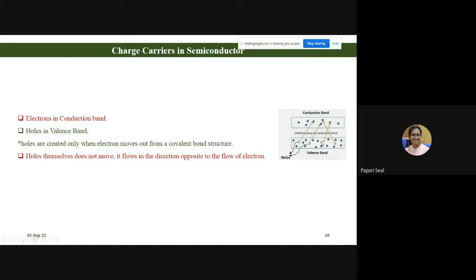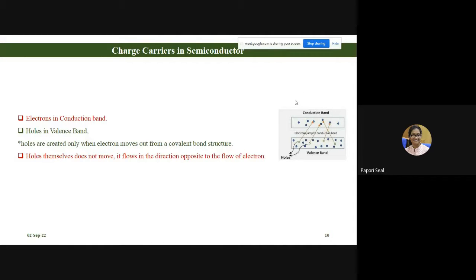Now mind it, why only electrons in conduction band are charge carriers? Because electrons in valence band are already in a covalent bond structure. They are fine, they're not moving here and there. So if they are not moving, are they charge carriers? Will they give us current? Will they give us conductivity? No. They have to move to the conduction band.